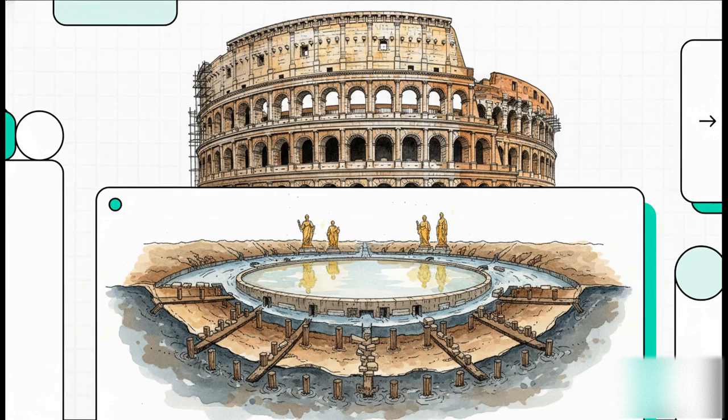Welcome to This Explainer. Today, we're diving deep, literally, into the hidden engineering and geological secrets that gave ancient Rome's most famous monument its iconic, undeniable shape.